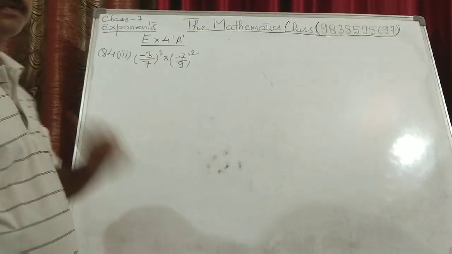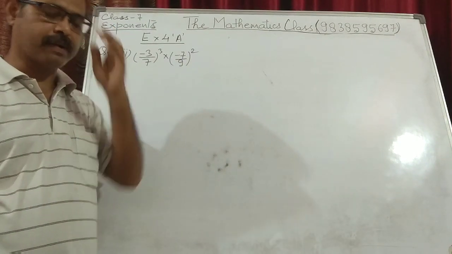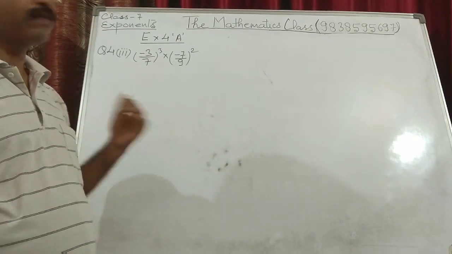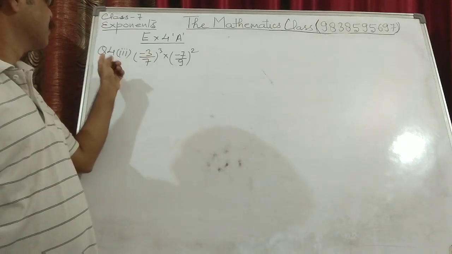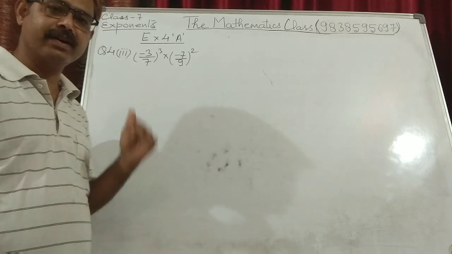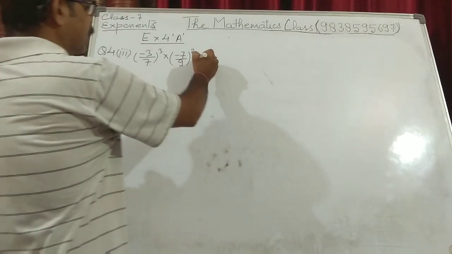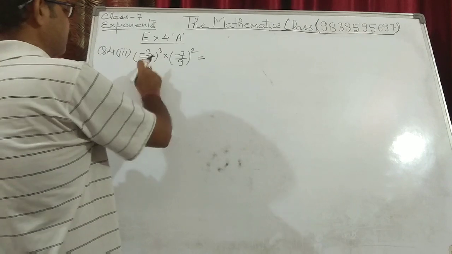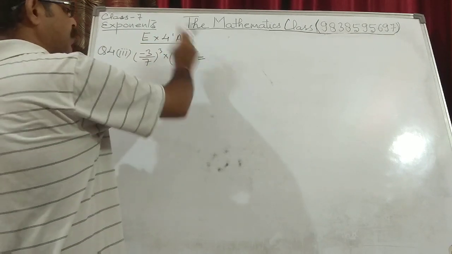Now question number 4. Question number 4 has 9 parts, so we will do at least 4 or 5 parts. The first I have taken is the fourth question, third part. In this the question reads: find the value of minus 3 upon 7 to the power 3 into minus 7 upon 9 to the power 2.